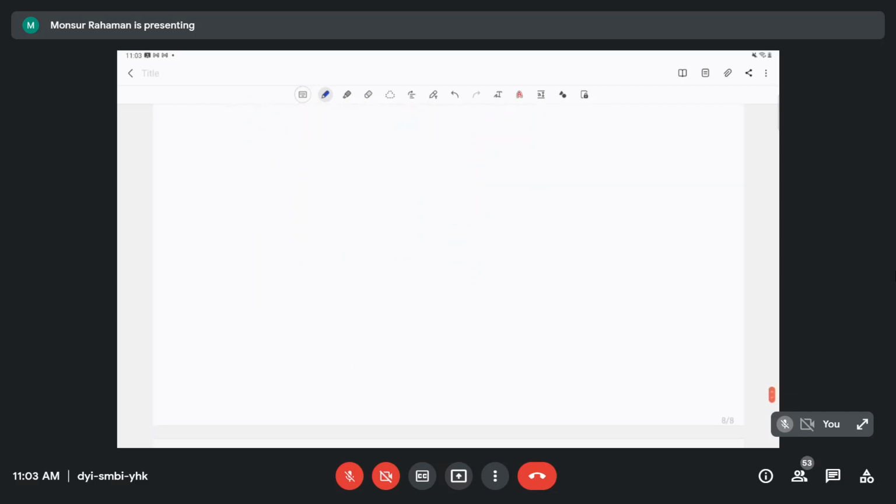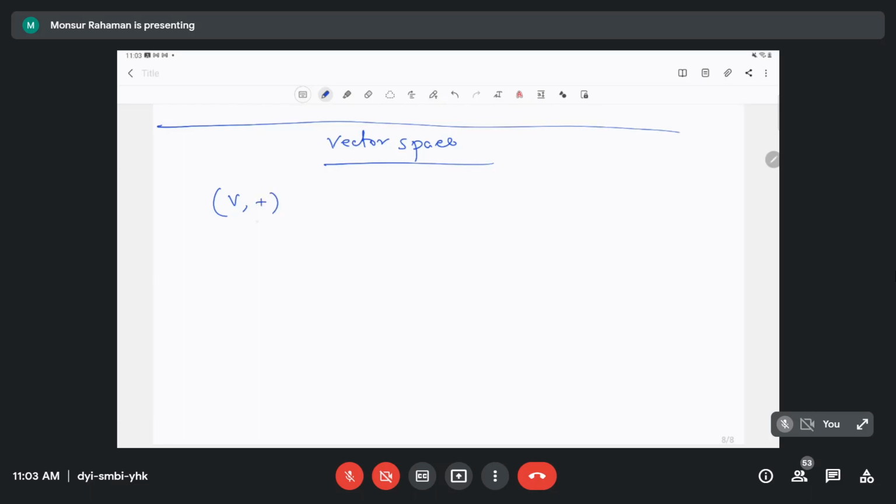Okay, so now your subject is starting: vector space. V plus is not just a plus; it will be a vector space with respect to a field F plus and dot.